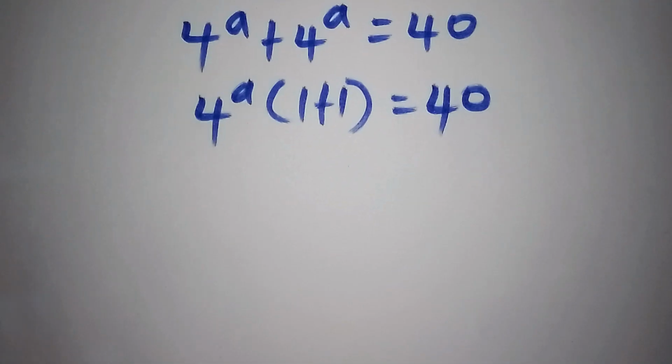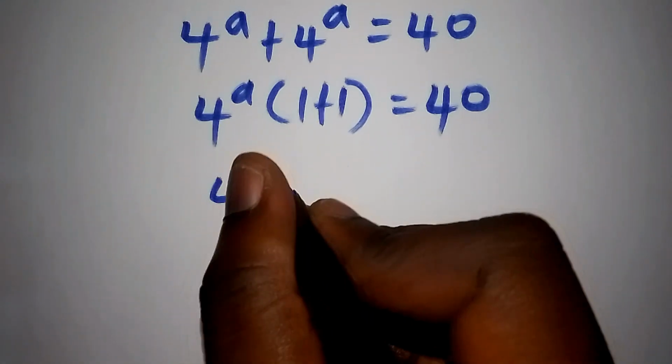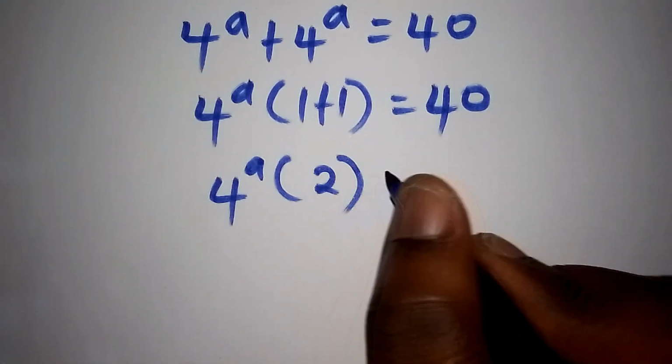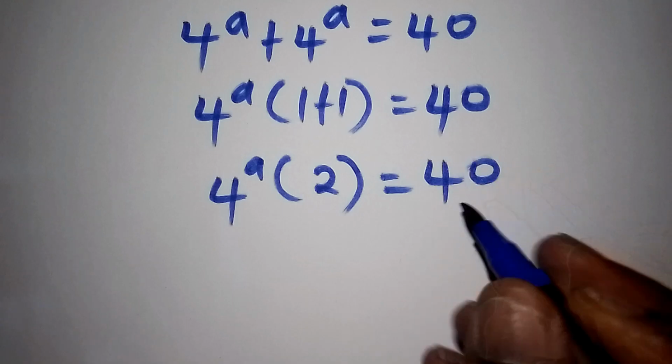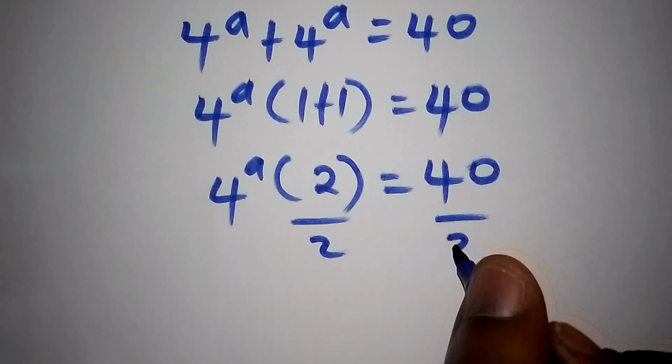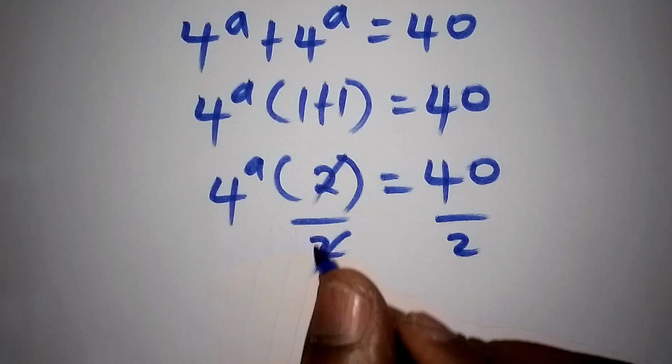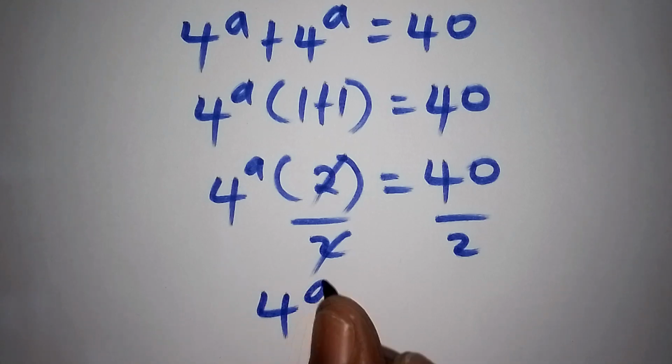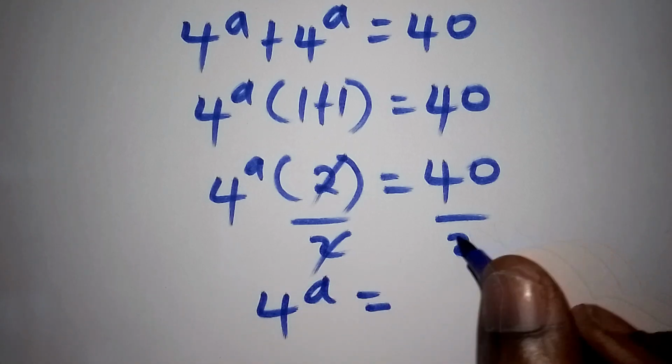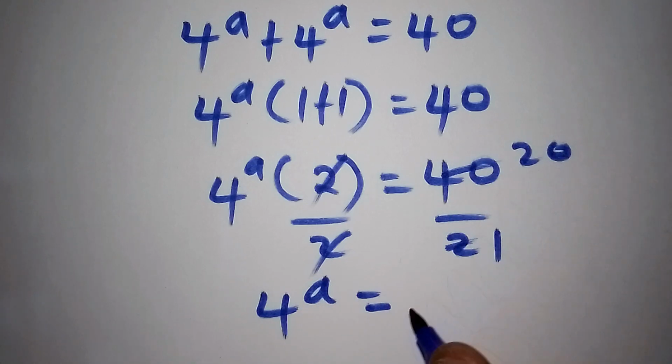Here we shall have 4 to the power of a, into bracket 1 plus 1 is 2, equals 40. Now we shall divide both sides by 2, so that 2 by 2 cancel. So 4 to the power of a equals 20. Now, what is the value for a?